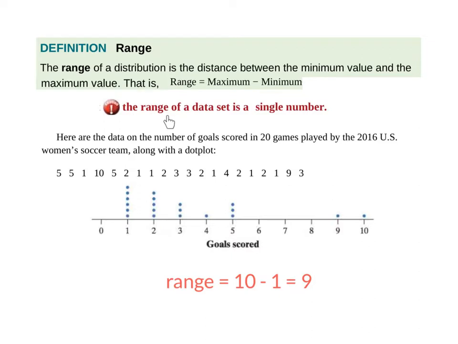So the range of a data set is a single number. So it's just a subtraction problem, really. Our very favorite piece of data here, right? The 20 games played by the 2016 U.S. women's soccer team. The highest number of goals scored in a single game was 10, at least in this sample, and the lowest is 1. So the range, 10 minus 1, is 9.